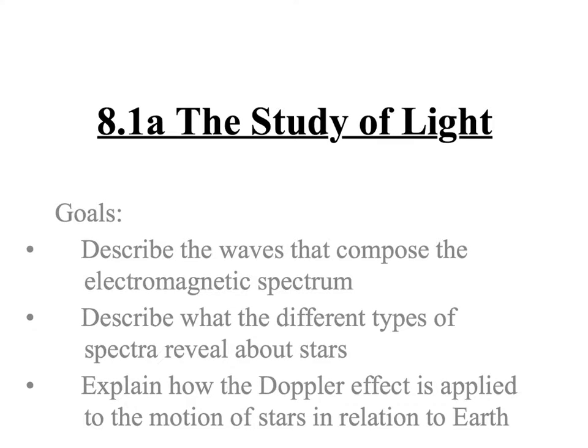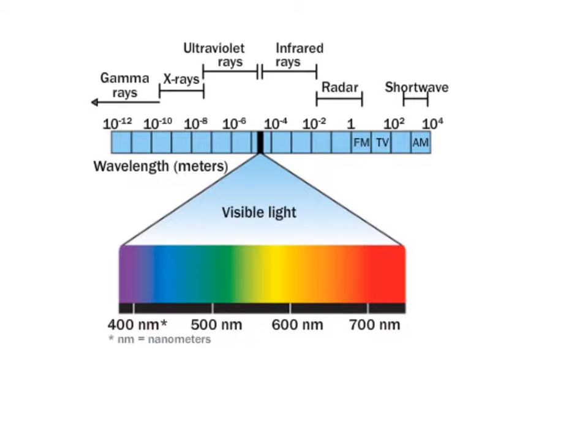In this video, we'll describe the waves that compose the electromagnetic spectrum, we'll describe what different types of spectra reveal about the stars, and finally we'll explain how the Doppler effect is applied to the motion of stars in relation to the Earth. So what we see here is a picture depicting the entire electromagnetic spectrum.